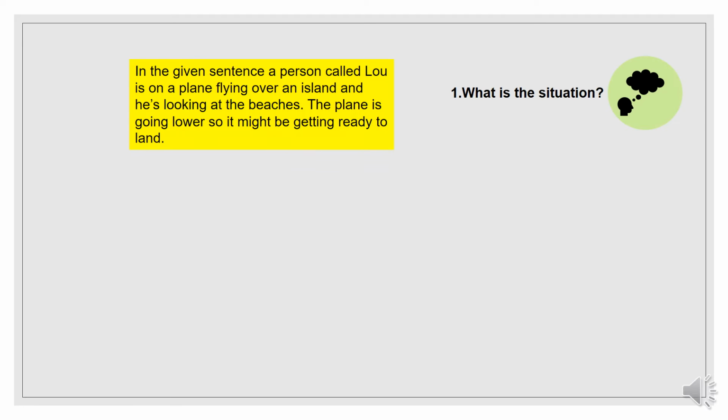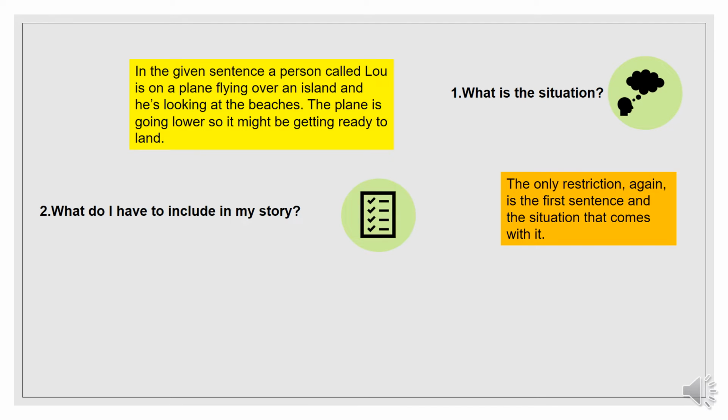In the given sentence, a person called Lou is on a plane flying over an island and he is looking at the beaches. The plane is going lower, so it might be getting ready to land. This is the situation you have to start your story from, and everything you write has to be related to this beginning. The second question is a little bit more open than the first one because you can pretty much write about anything you like. The only restriction again is the first sentence and the situation that comes with it.